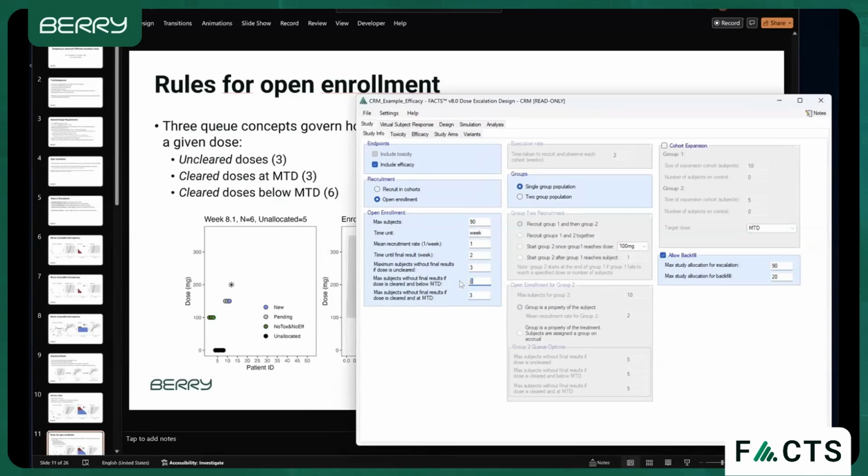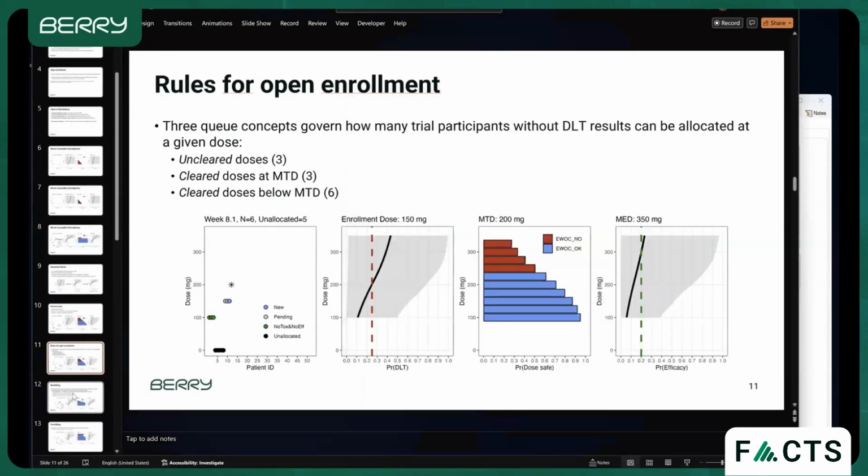So the 6 here is the maximum subjects without final results if the dose is cleared and below NTD. And you might wonder, when would we ever assign below NTD? That's, for example, the case, as we've seen before, if we think NTD is 225 milligrams, but MED is 200 milligrams, and now we want to assign to the MED. And there we might be happy assigning more patients at the same time. And this also matters when we're doing backfill, which we will see in a moment.